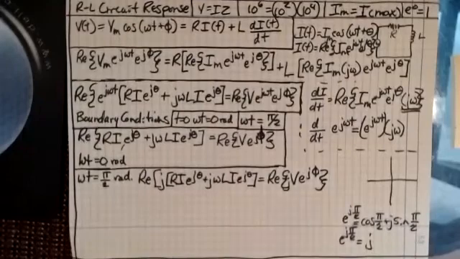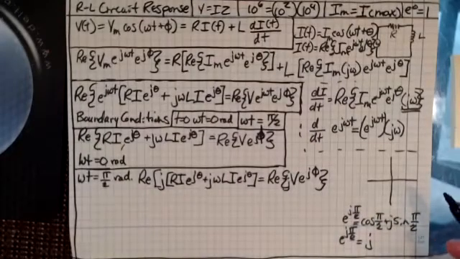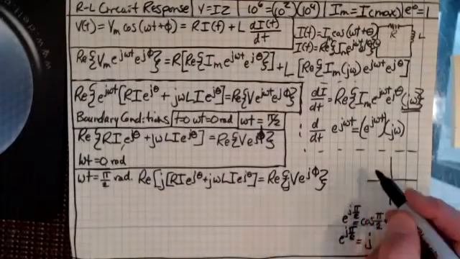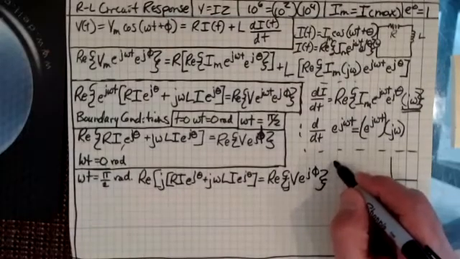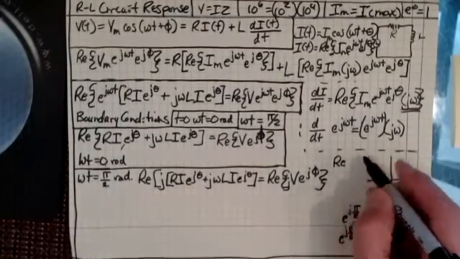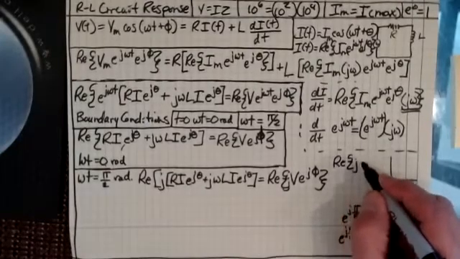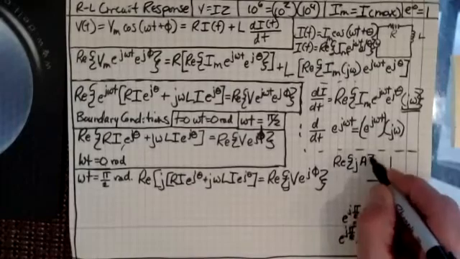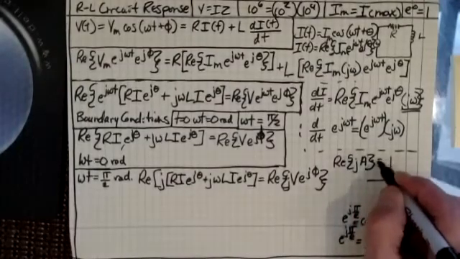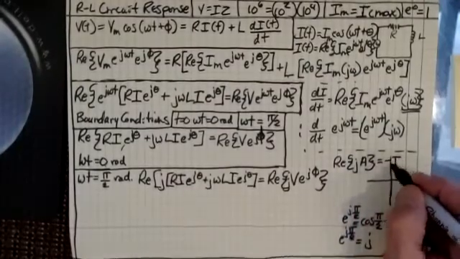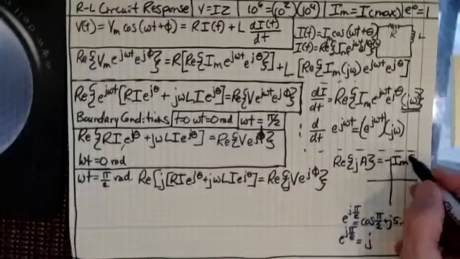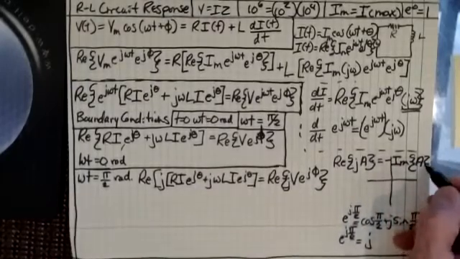And now I want to point something out to you too, because I'm going to use it right here: the real part of j times a complex number equals minus the imaginary part of that complex number.